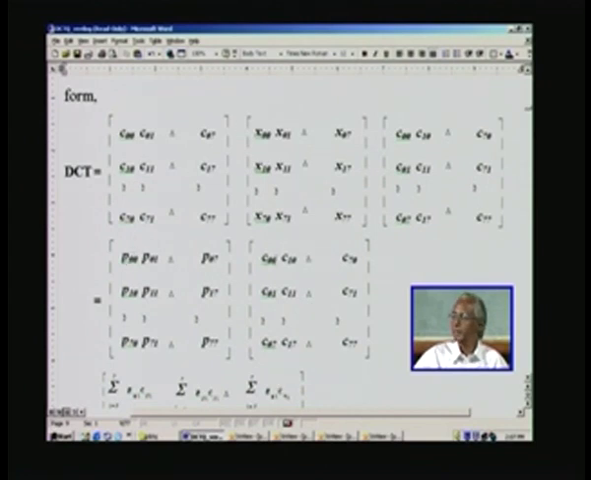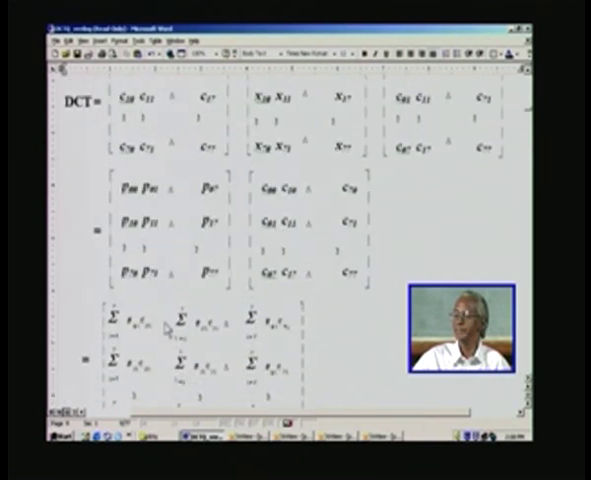So element by element, P00 into C00 plus P01 into C01 and so on. So again you require another 8 multipliers here, and one more adder is required for adding those, and when this is done, you would have got the very first DCT coefficient here. That is what is shown here, right?